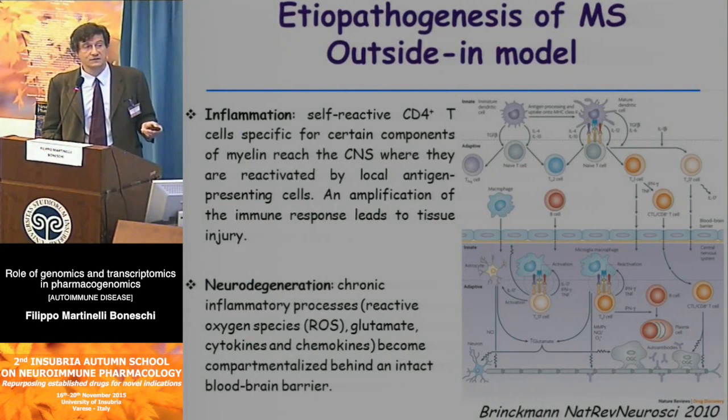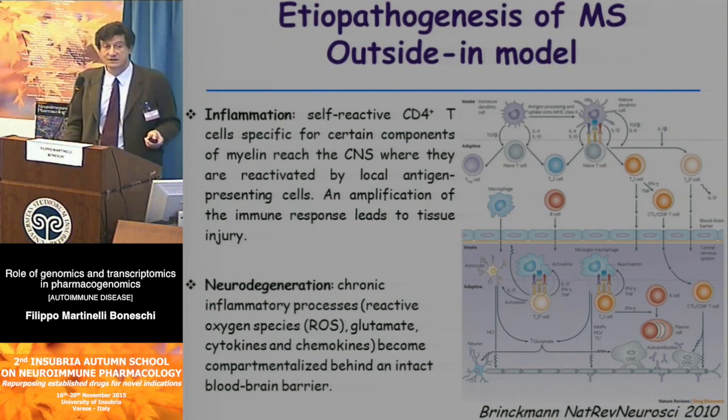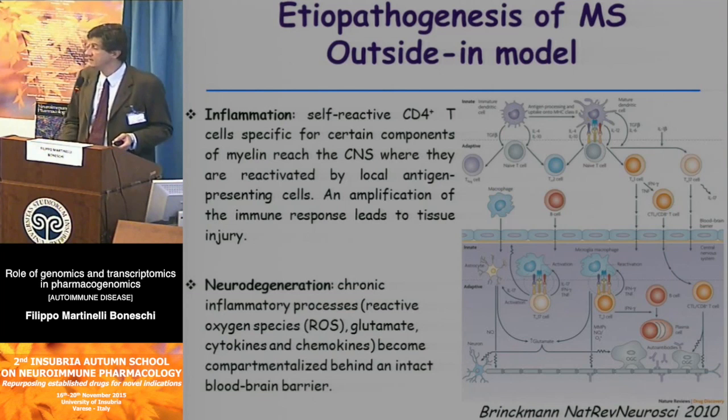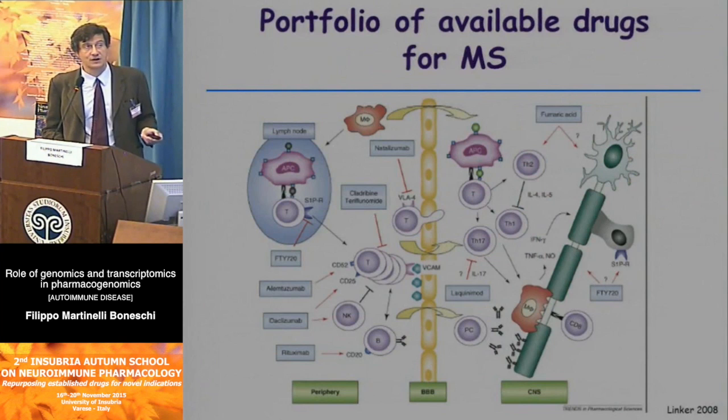And then after this first phase, there is a second phase, which is a neurodegenerative phase, characterized by chronic inflammatory processes involving different agents, which then become compartmentalized behind an intact blood-brain barrier. So essentially, drugs work well in the first phase of the disease, where inflammation is prominent and at the periphery level, while in the second phase of the disease, unfortunately, it is too late to make changes. And this is reflected by the drugs which are now available.